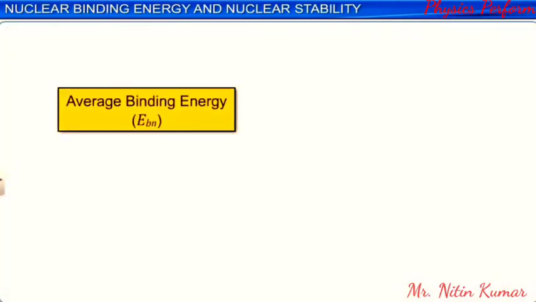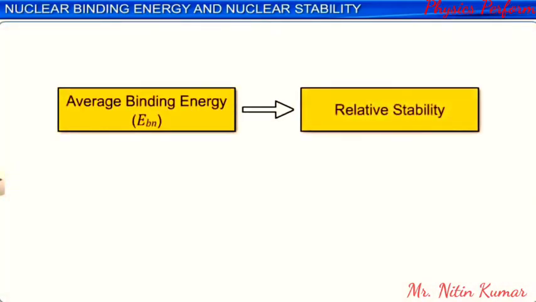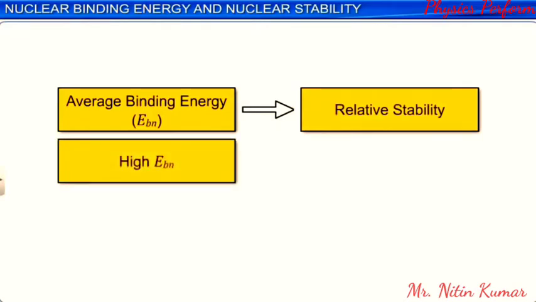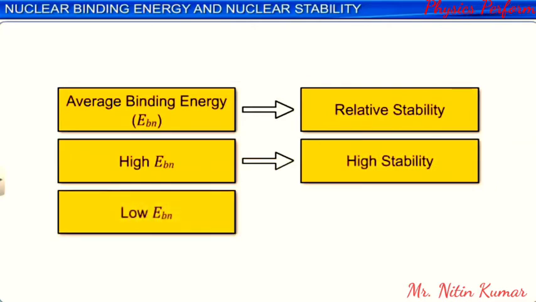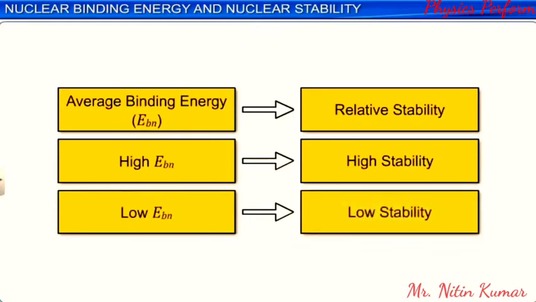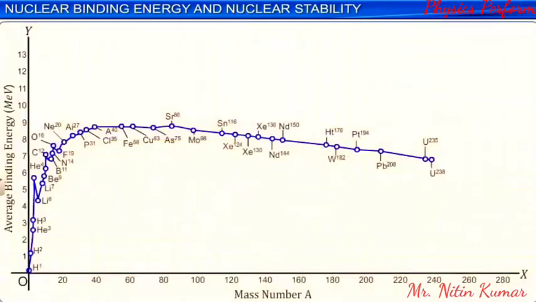Average binding energy of various nuclei indicates the relative stability of the nuclei. High average binding energy values indicate highly stable nuclei, while low average binding energy values indicate low stability for the nucleus. We can understand the relative stability of the various nuclei by plotting a graph between the average binding energy values on the y-axis and the corresponding mass number values on the x-axis. From the graph, we see that for nuclei with mass numbers less than 30, the average binding energy values are relatively less, indicating relatively low stability for those nuclei.